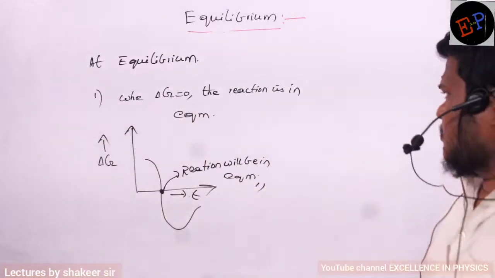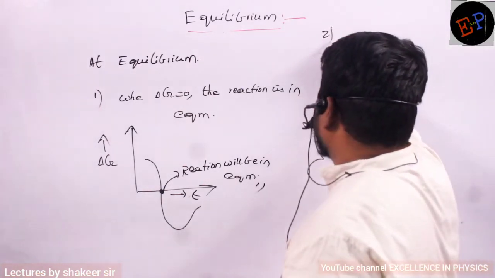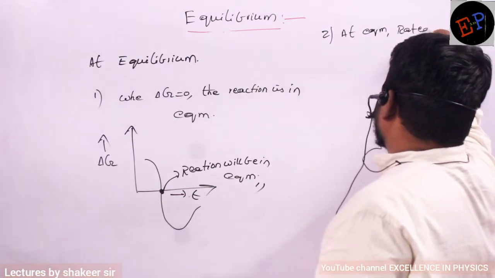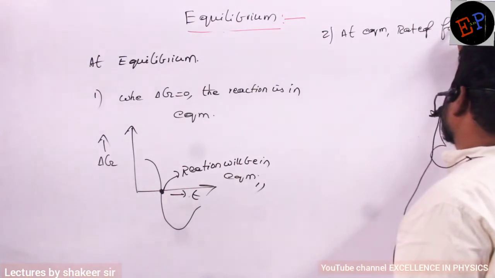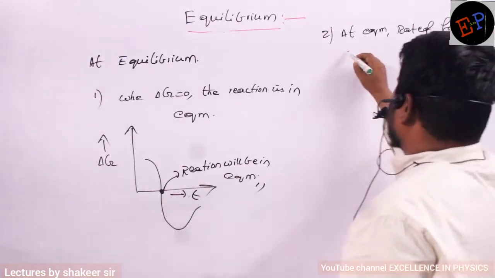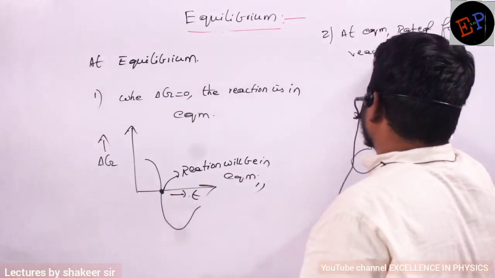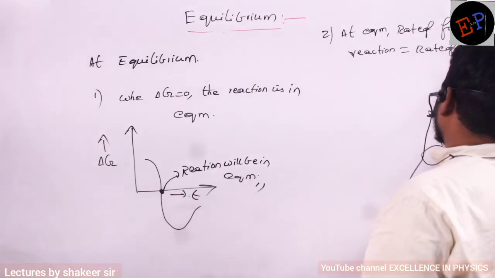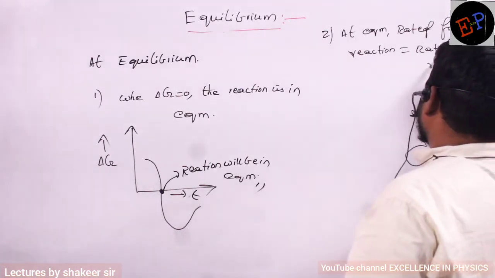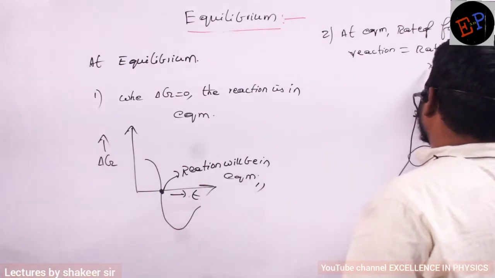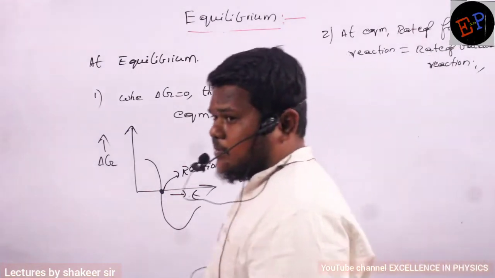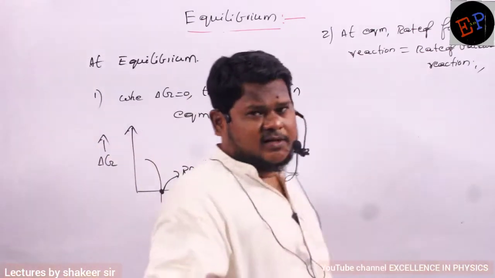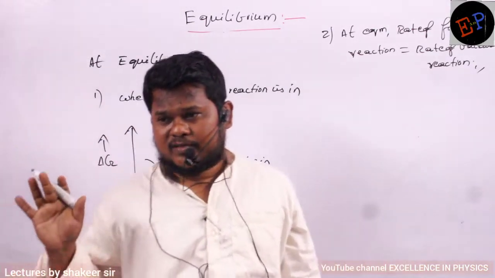Second point. Now let us see what happens at equilibrium. At equilibrium, the rate of forward reaction is equal to rate of backward reaction. Are you able to understand? So this is the most important point or characteristic of equilibrium. We are studying which kind of reactions? We are studying about reversible reactions, no?